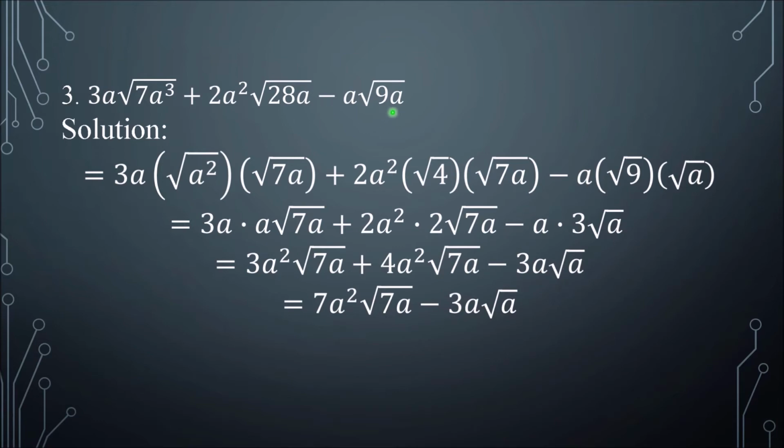Now, square root of 9a here, we know that 9 is a perfect square. So we will separate them: square root of 9 times square root of a.